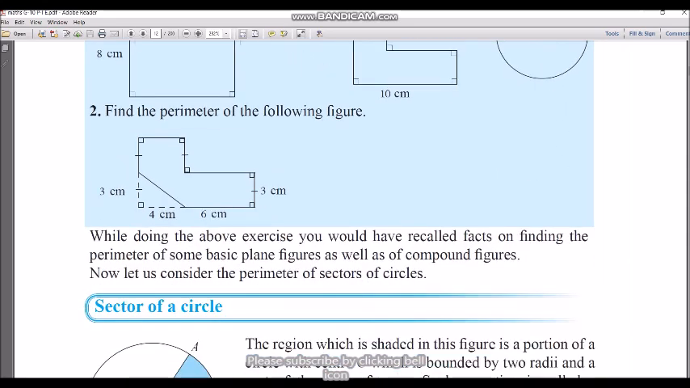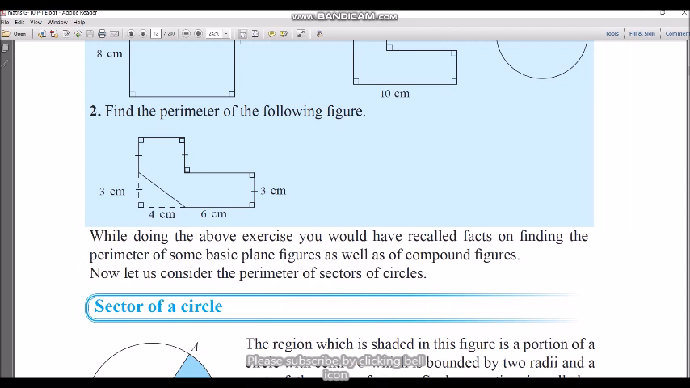And then there's some sort of complex shape where we have to use another theory we learned in our previous grades, that is the Pythagoras theorem. We have to get the length of this part. For that we know 3 squared plus 4 squared is equal to the square of the length of this part, so the square root of that equals the length of this part. So that is 5 centimeter.